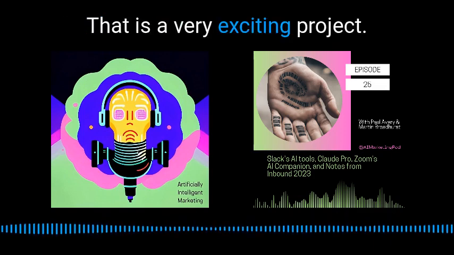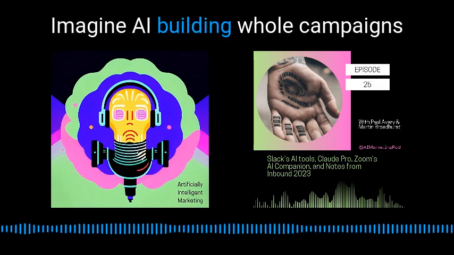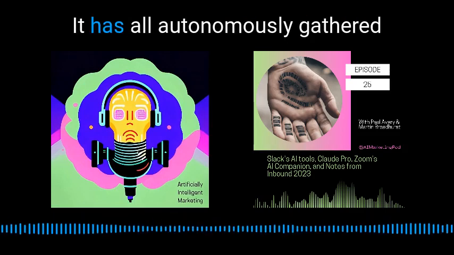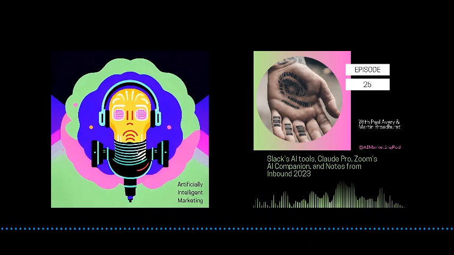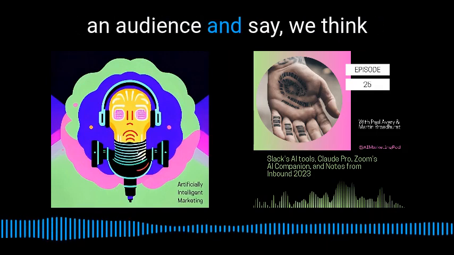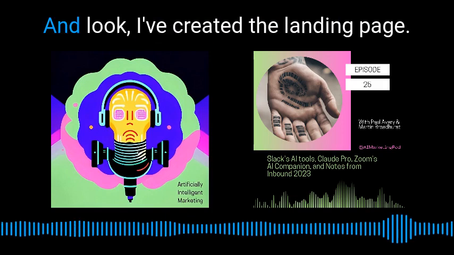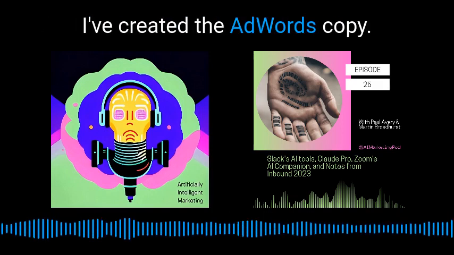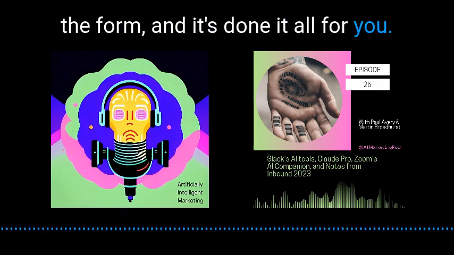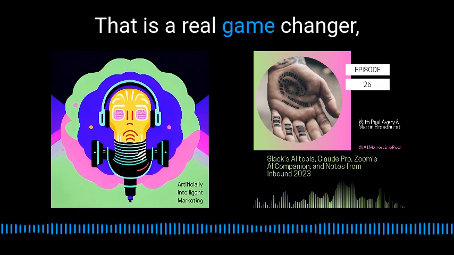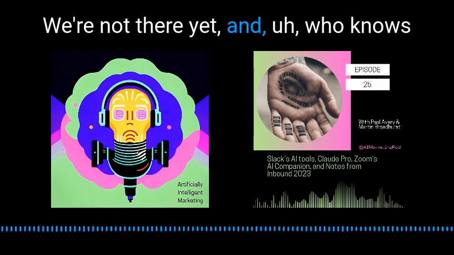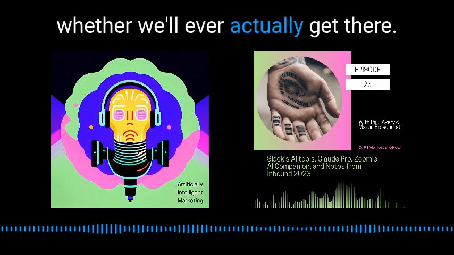That is a very exciting prospect. Imagine AI building whole campaigns for you based on data and insights it has autonomously gathered from your CRM and customer data. Being able to segment an audience and say, we think this is going to perform well. And look, I've created the landing page. I've created the AdWords copy. I've created the follow-up emails and the form, and it's done it all for you. That is a real game changer. But I want to be clear, we're not there yet. And who knows whether we'll ever actually get there.